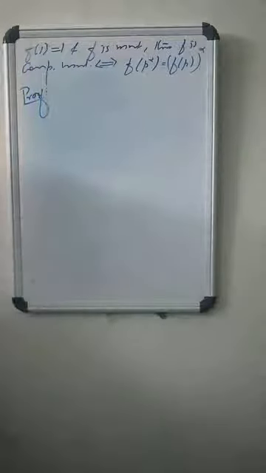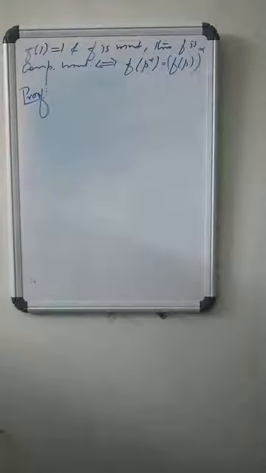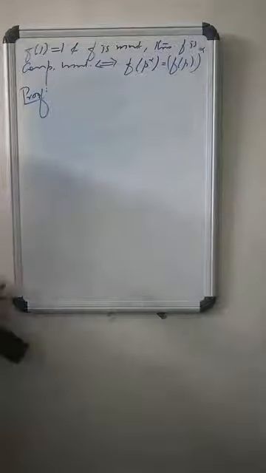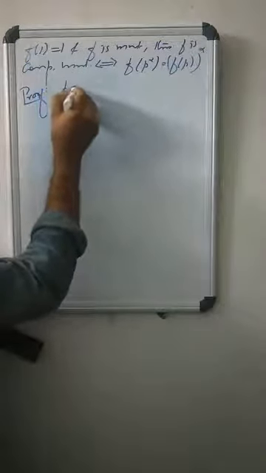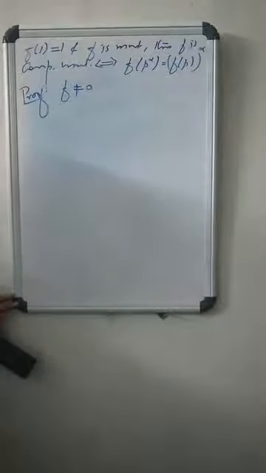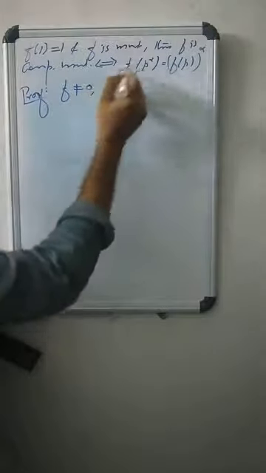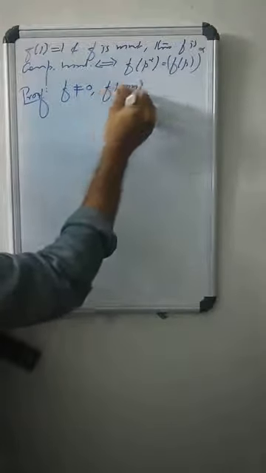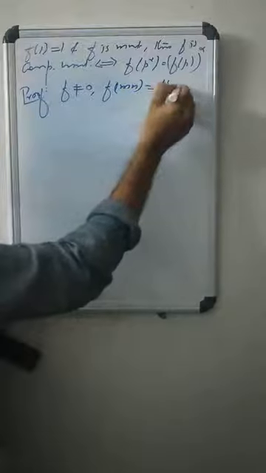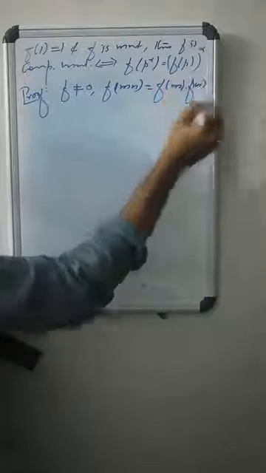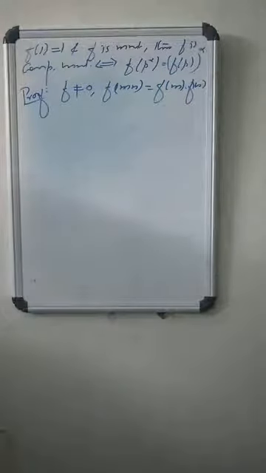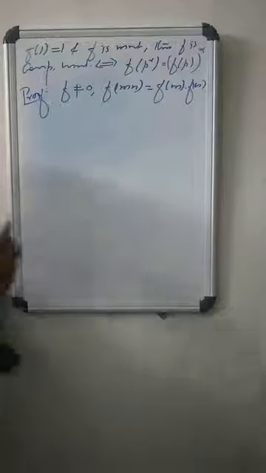Come to the proof. First suppose that f is multiplicative as well as completely multiplicative. f is multiplicative means f is not identically 0, and f is completely multiplicative means for any two integers m and n, f of mn equals f of m into f of n, since according to our assumption, f is completely multiplicative.